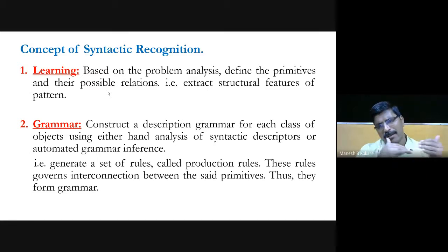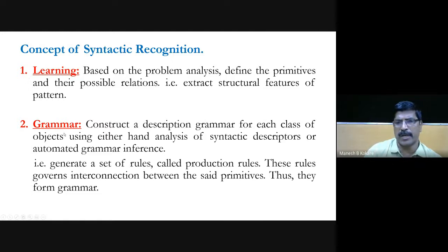Then we can represent them as characters, and then we can develop the relations: A is to the left of B, B is on the top of C, C is to the right of D, or D is on the bottom of A, and so on. In that way you can decide the relations. So based on the problem analysis, you have to define the primitives and their possible relations, and that is, extract the structural features of the pattern. So that is the first phase, that is learning.